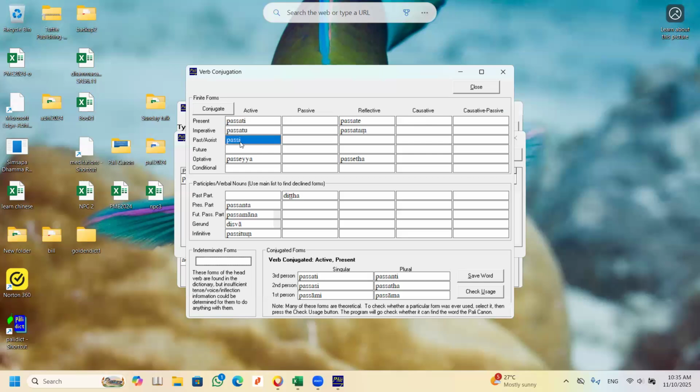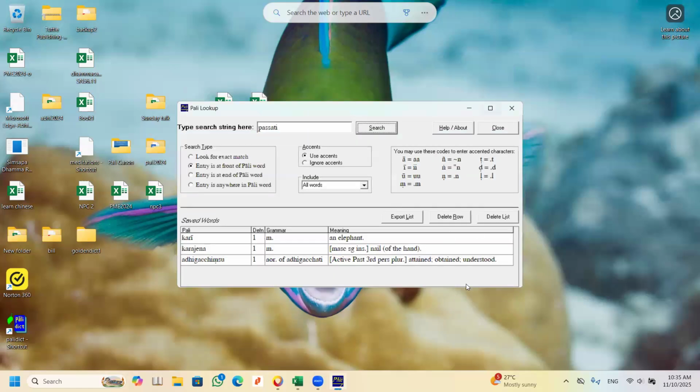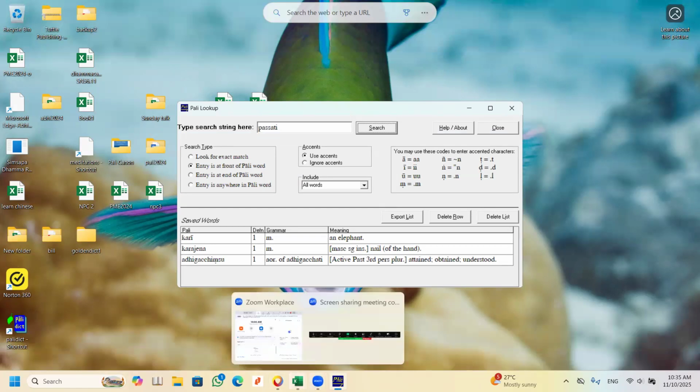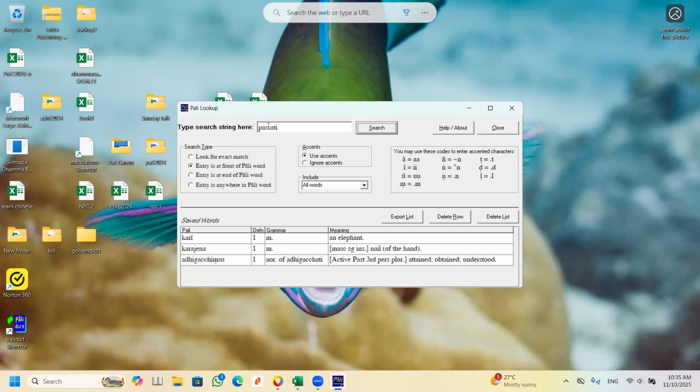But anyway, this should be the past tense. I close this first. I will check later because a long time I never used it. All right, so can you try a different word and see whether it works or not? A different word.